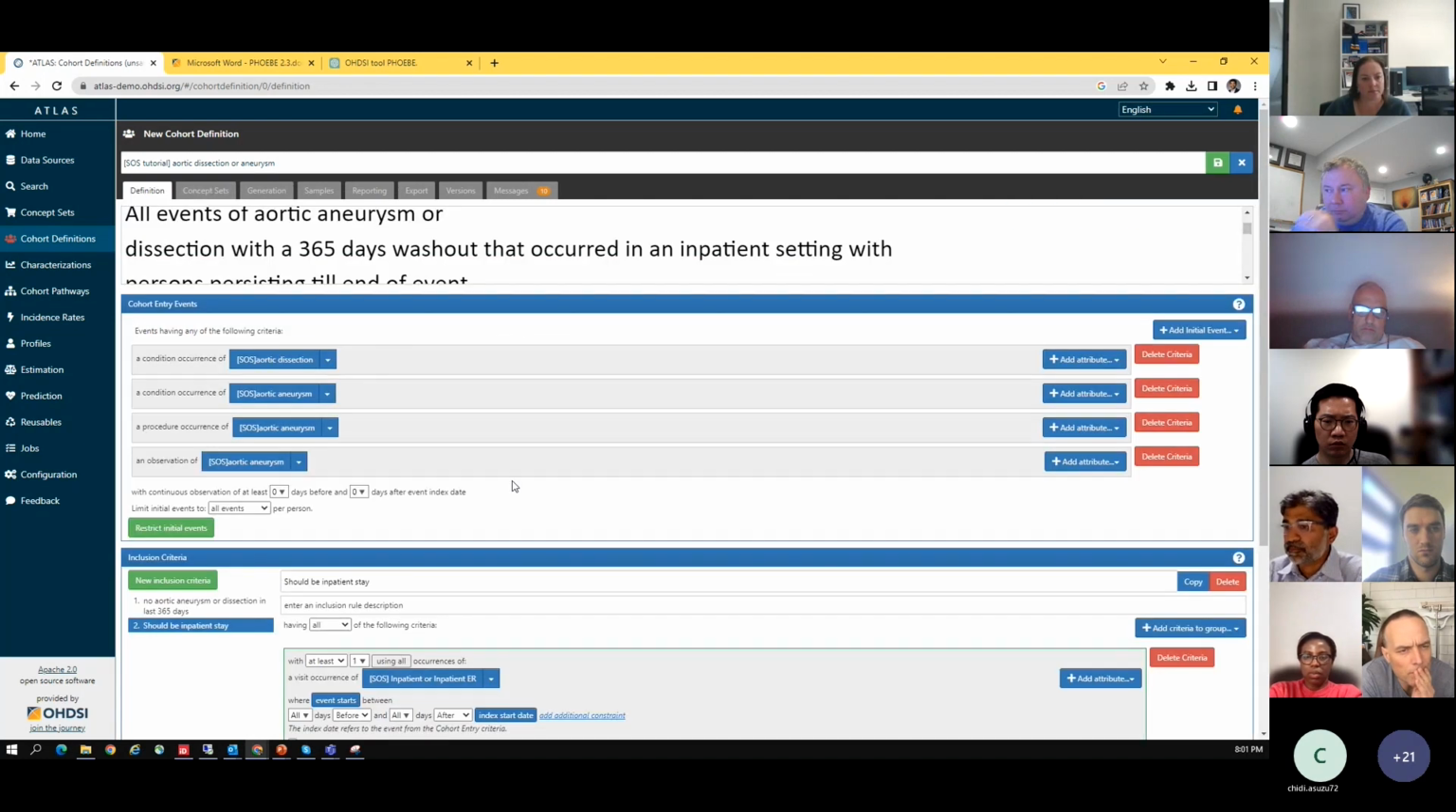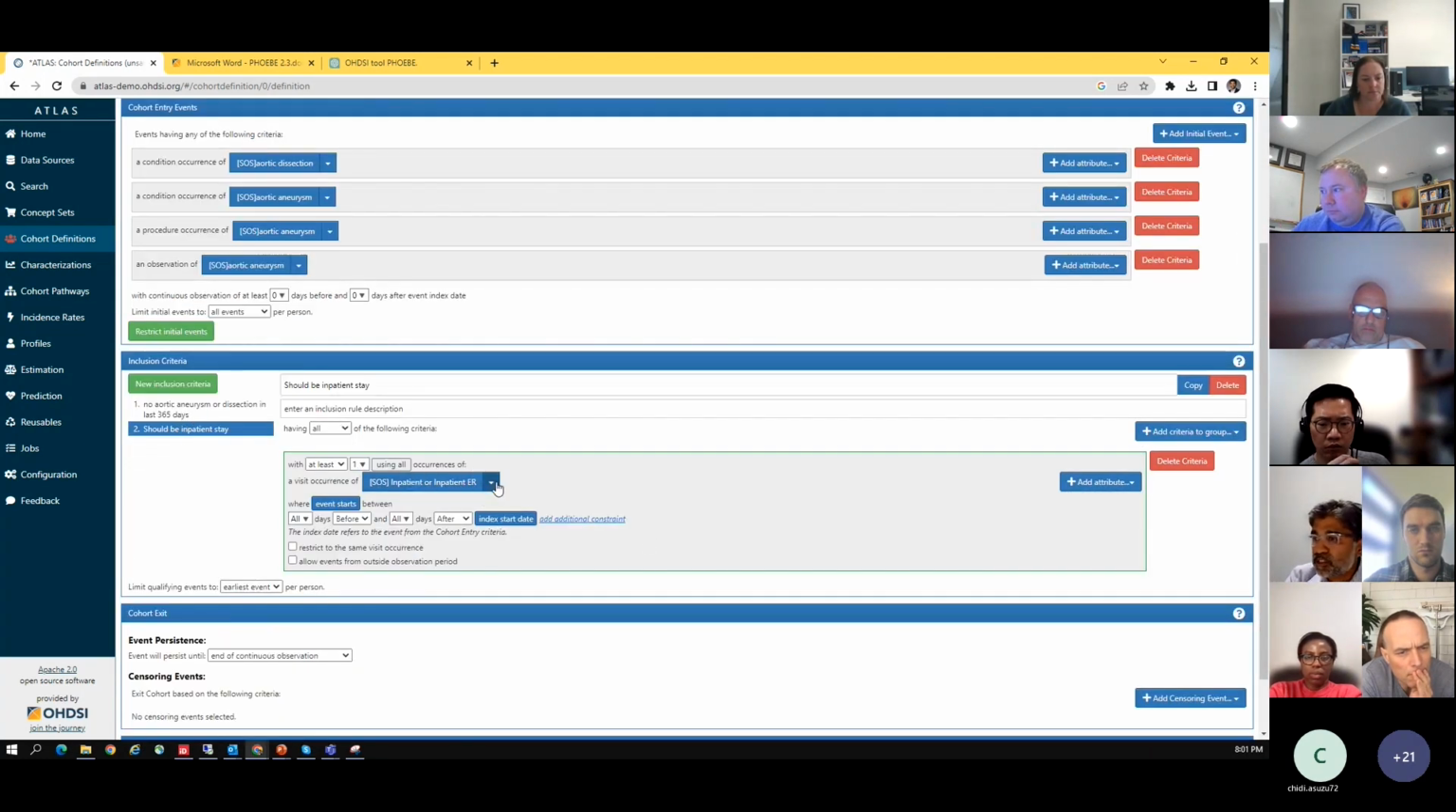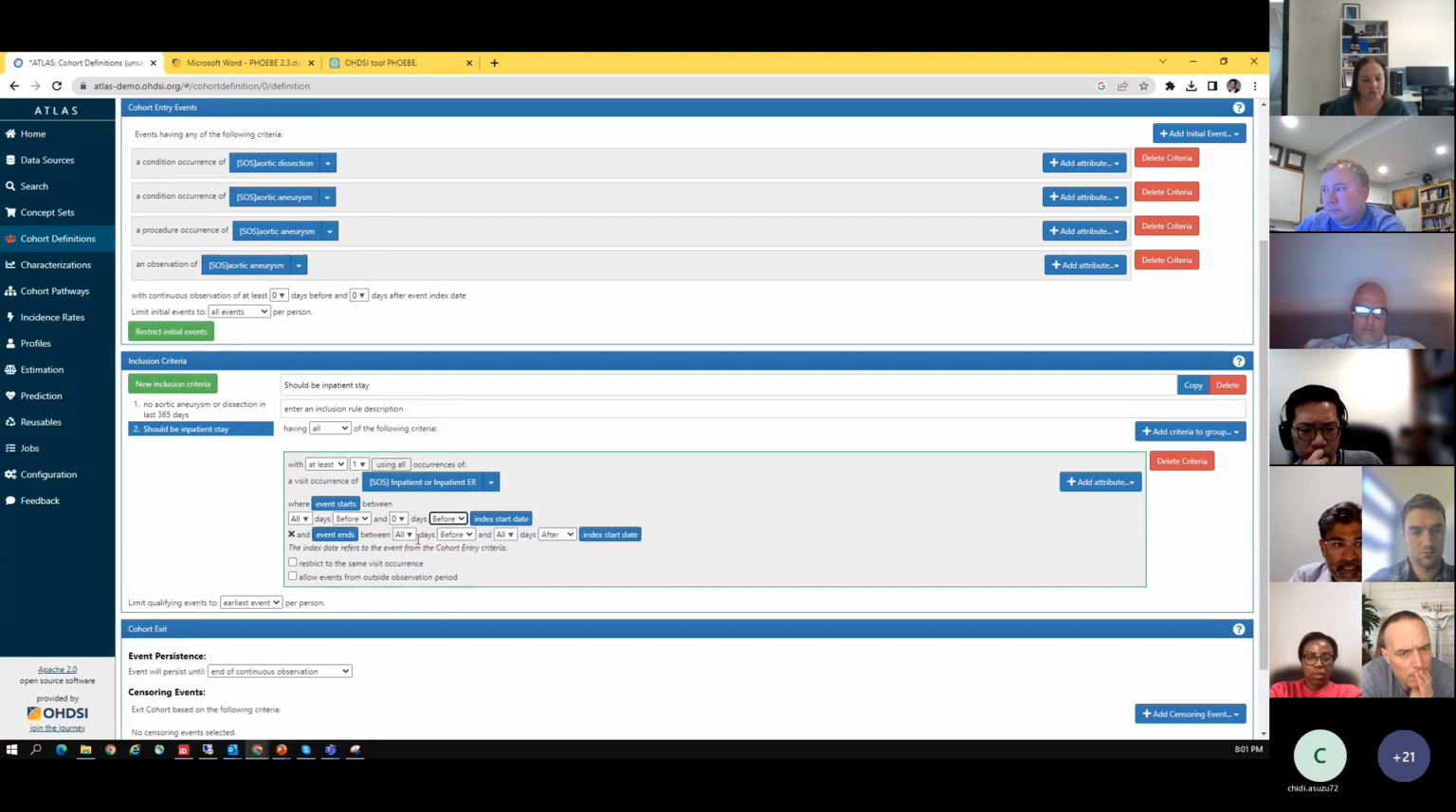Then, okay. Should be inpatient stay, and here I will say it has to be all days before to 0 days before. Additional constraints: event ends, 0 days before to all days, 0 days after to all days after. So let me explain what this is. Remember, these are events. Events are dates. We want that date to overlap with an inpatient stay. That way it makes that event an inpatient event. An inpatient stay will have a visit start date and a visit end date.